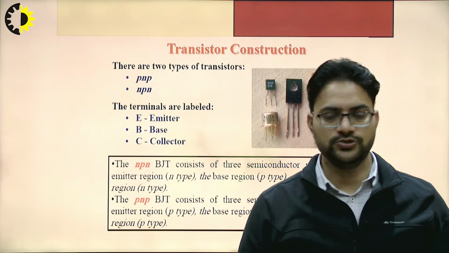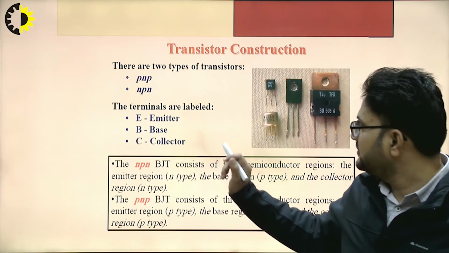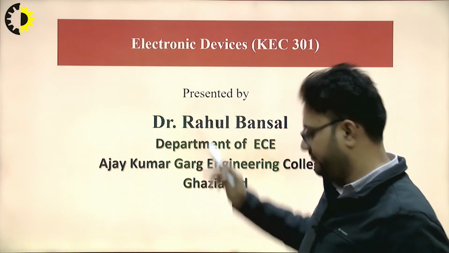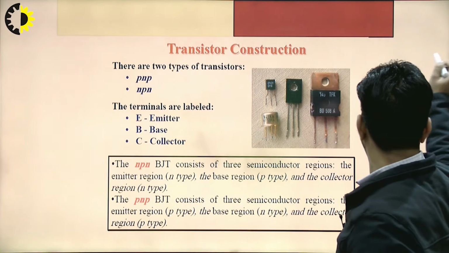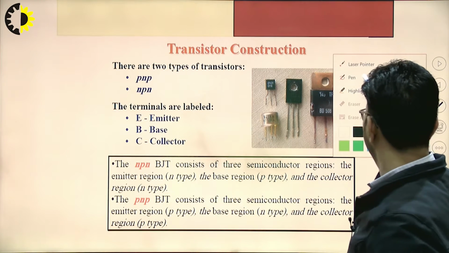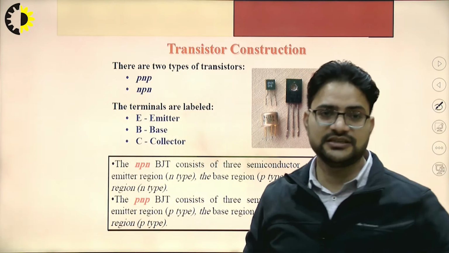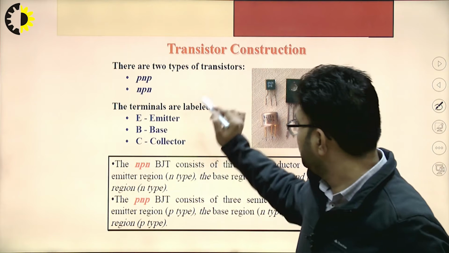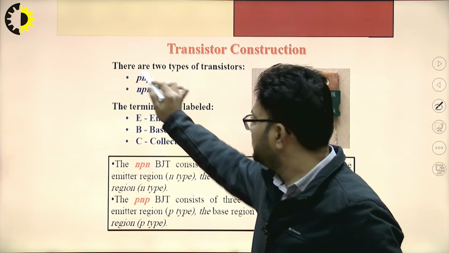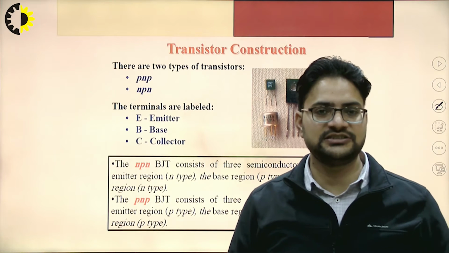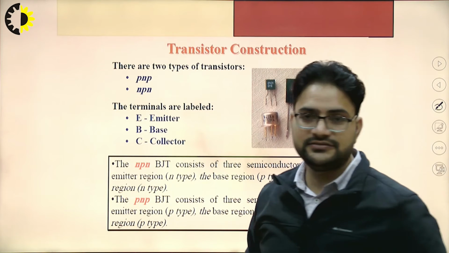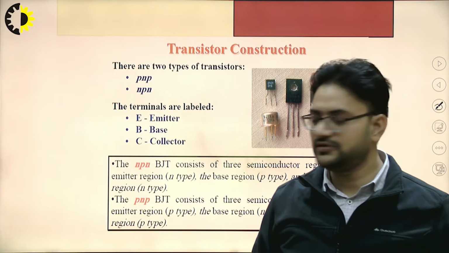Right. So basically, transistor means transfer of resistor, right? So there are two types of transistors, PNP and NPN transistor, right?